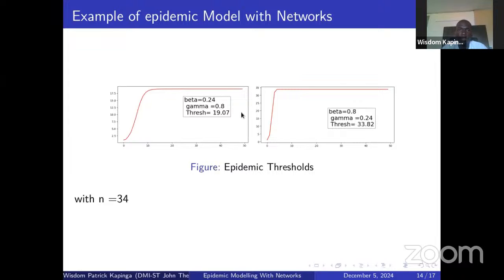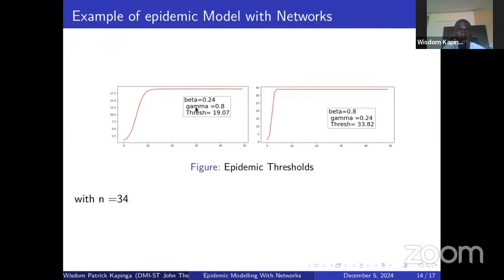And maybe I did not mention what beta and gamma are in this particular case. So here, beta and gamma, we are looking at the transmission rate and the recovery rate. So in this sense, gamma is the transmission rate, and beta here represents the recovery rate.